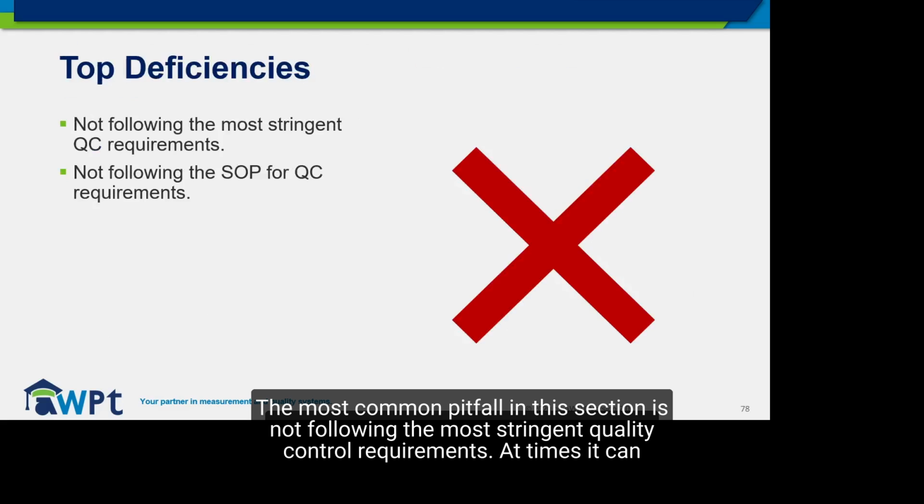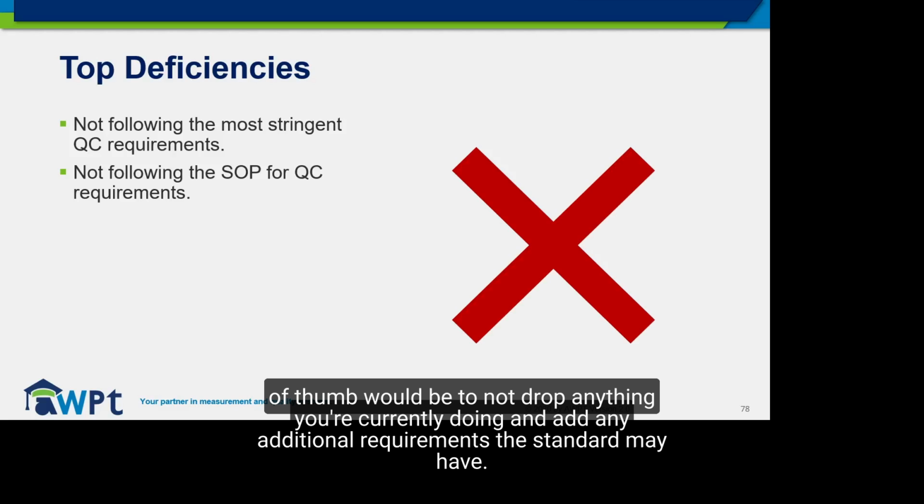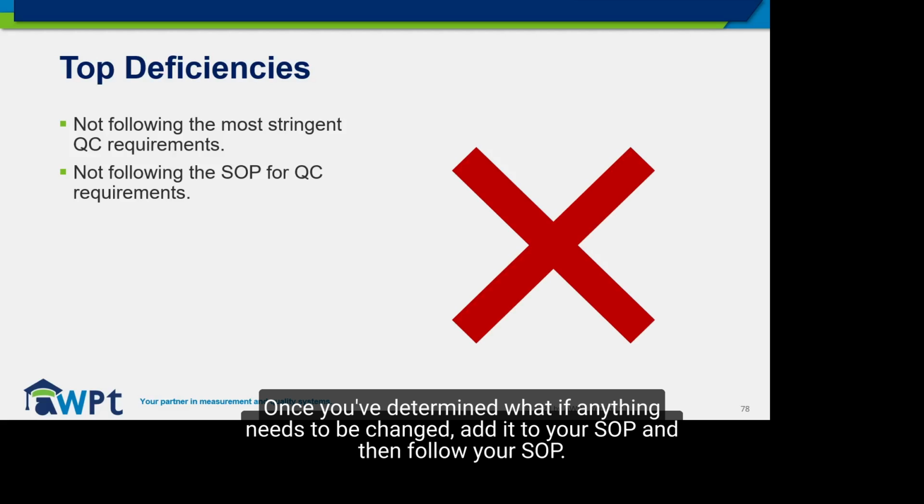The most common pitfall in this section is not following the most stringent quality control requirements. At times, it can be difficult to ascertain which requirements are most stringent. Since California has thus far been mostly method-driven, a rule of thumb would be to not drop anything you're currently doing and add any additional requirements the standard may have. Once you've determined what, if anything, needs to be changed, add it to your SOP and then follow your SOP.